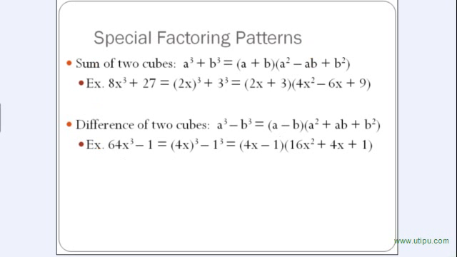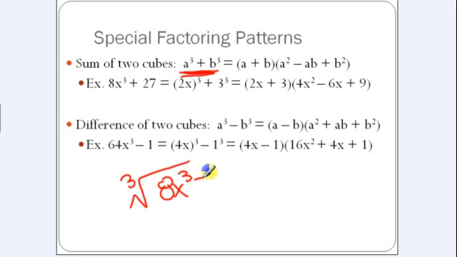Now here's a pattern you might not have seen before. If we have the sum of 2 cubes, what we'll be looking for here is something like 8x to the third power. That would be a perfect cube because the cube root of 8x to the third power is just 2x, because 2x times 2x times 2x would equal 8x cubed. Or something like 27y to the third power.